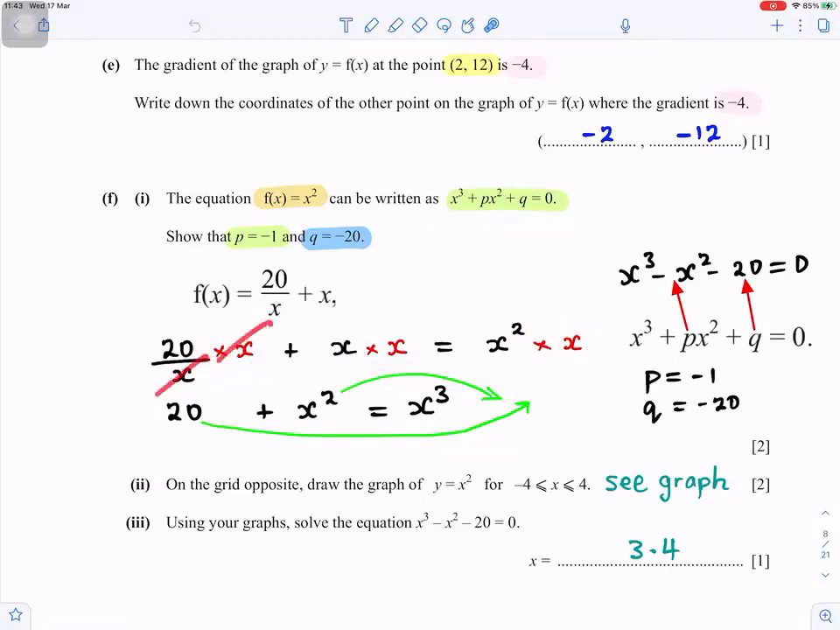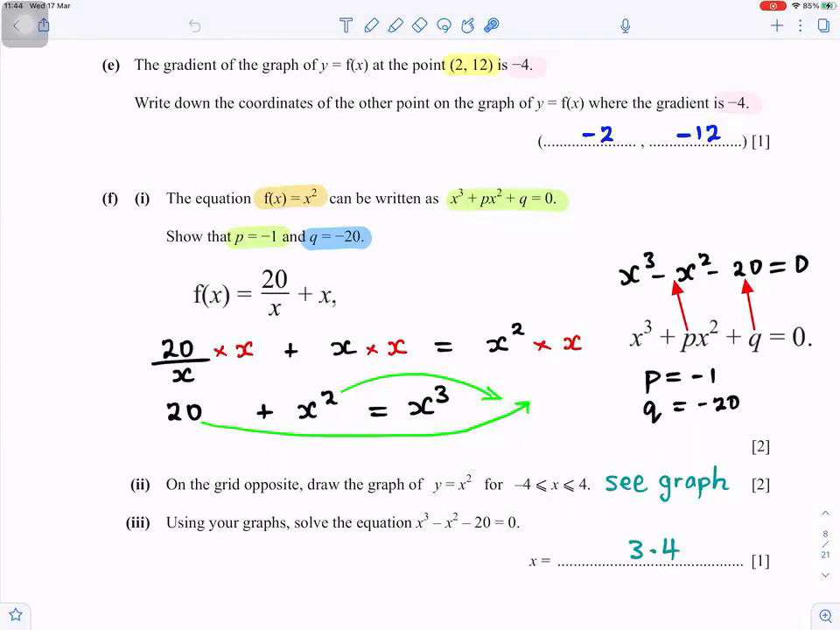So this x would cancel with that. You get 20. x times x gives you x squared. x squared times x, you add the powers. 2 plus 1 gives you 3. That gives you x cubed. You take x squared to the right, plus x squared becomes minus x squared. Plus 20 goes to the right, becomes minus 20. So you get x cubed minus x squared minus 20. And if you compare it with the original equation, p is the number in front of x squared, which is -1. Imagine there's a 1 there, so p is -1. And q is that minus 20.